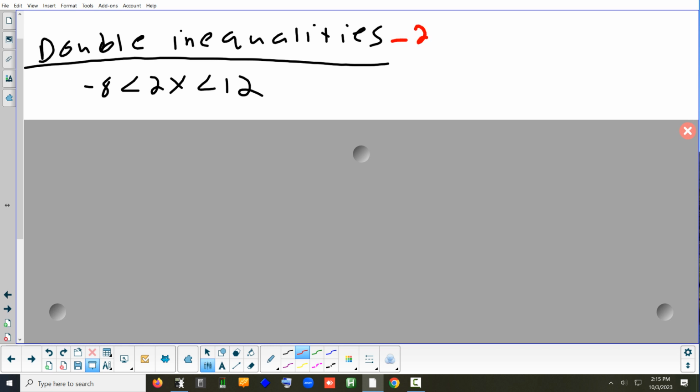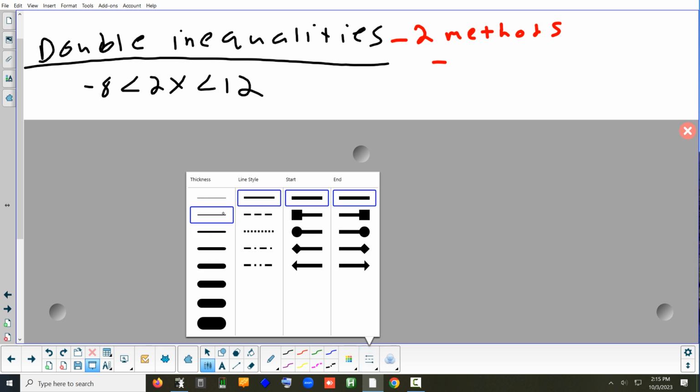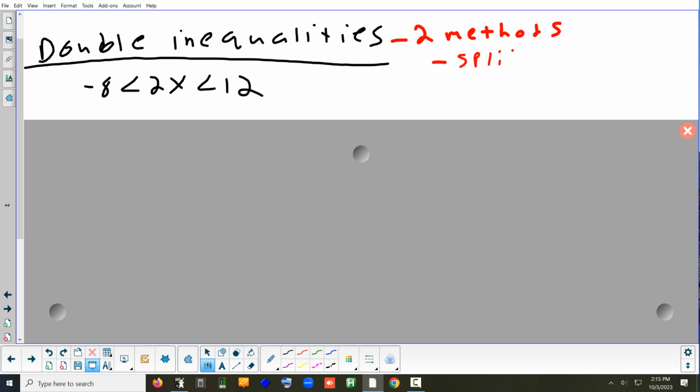There's really 2 methods. And this time the methods are, well, I guess they're interchangeable, but one way is easier than the other depending on the problem. Okay? So one method is to split the problem up. If I was going to solve this problem by splitting it up, this is what I would do.